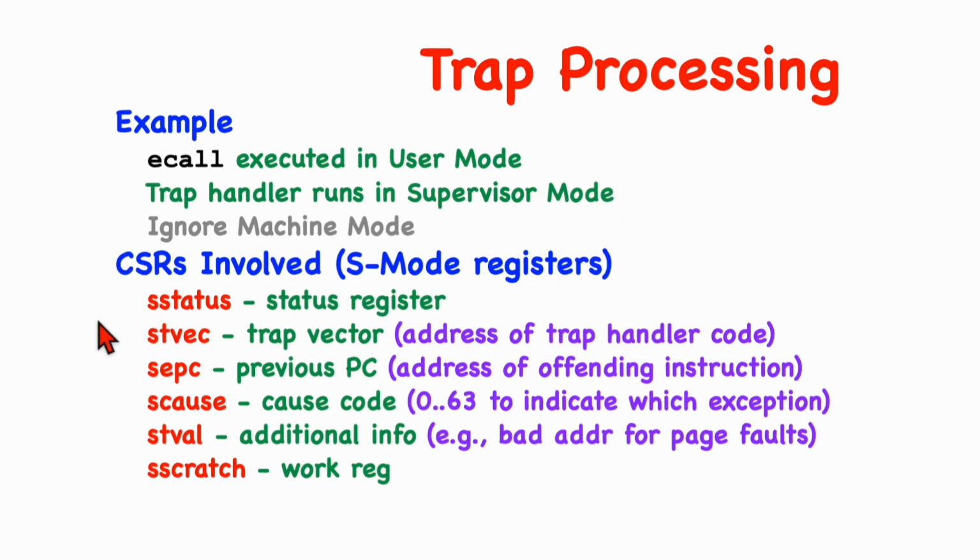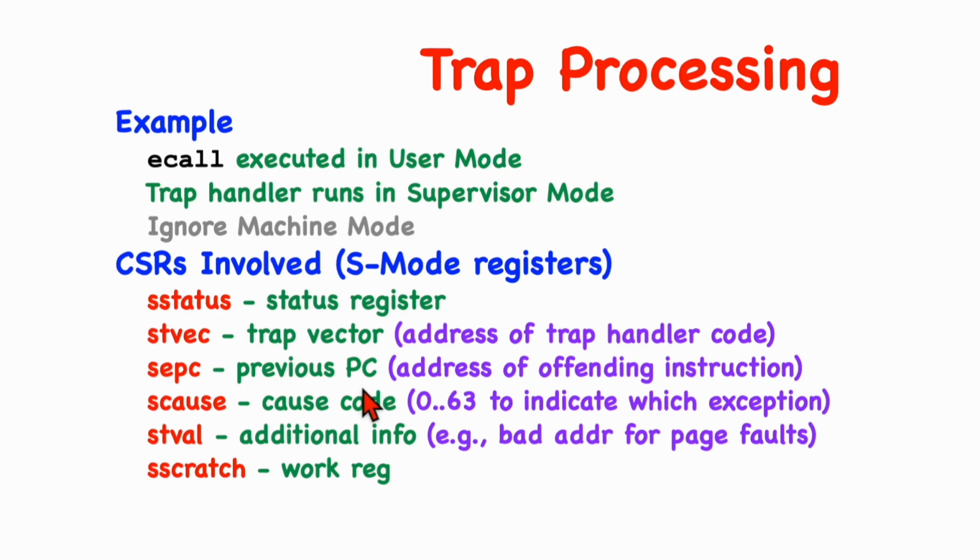Here are the control and status registers that are involved. We're running in S mode in the trap handler, so we have S mode registers, and they all start with the letter S, as you can see. We already talked about the status register. The next one is stvec, the so-called trap vector. Presumably, this has been initialized earlier to contain the address of the trap handler code. This would be the address of the first instruction of the code that will be executed when the trap occurs.